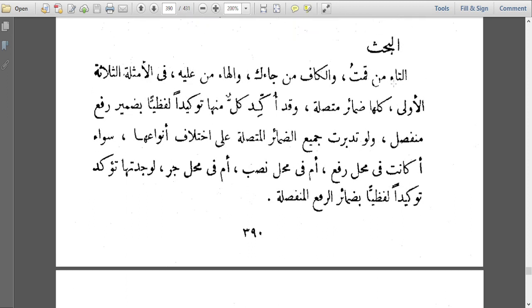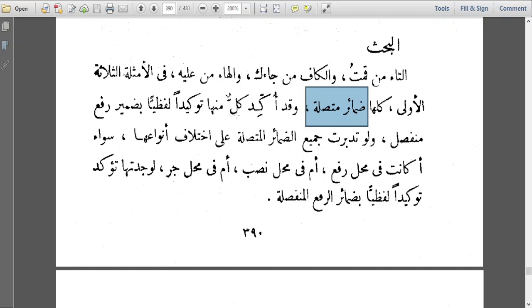It says, al-bahs, at-ta'u min kumtu. The ta in kumtu, this ta, والكاف في جاءك and the kaf in the جاءك, والها and the ha in عليه, this ha. في الأمثلة الثلاثة الأولى, in the first three examples, كلها ضمائر متصلة. They are all attached pronouns.